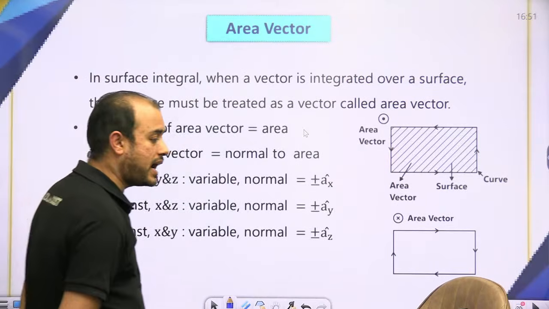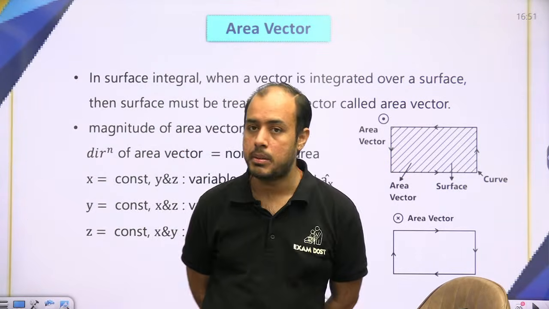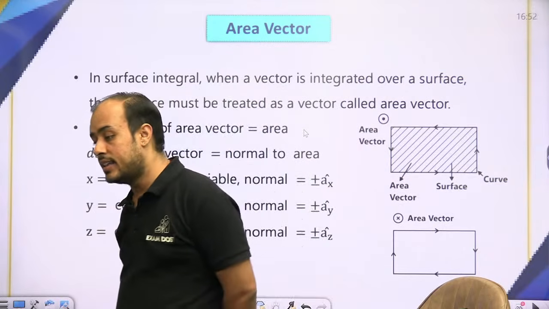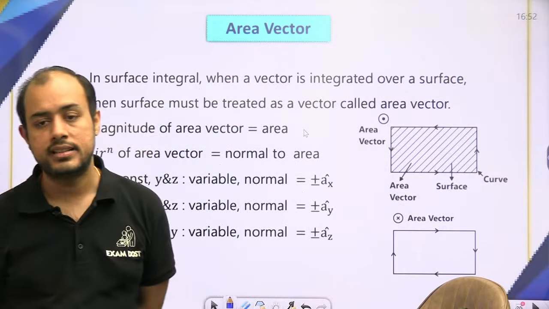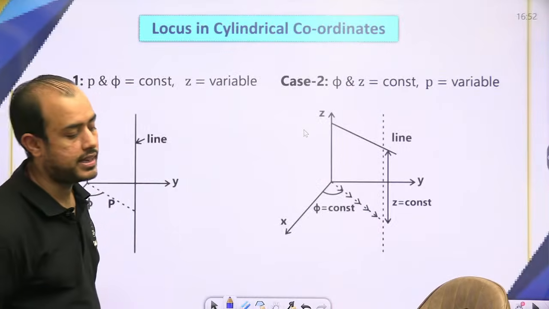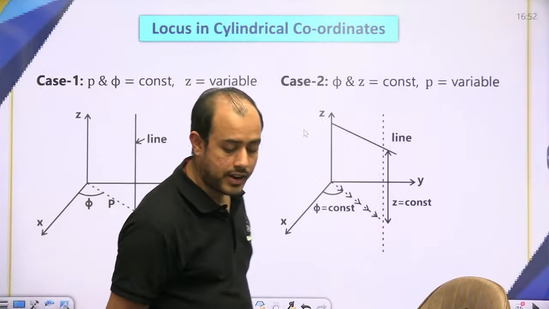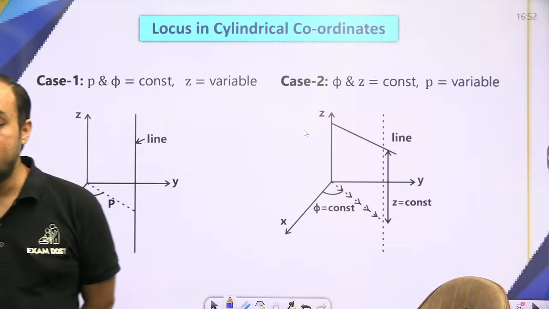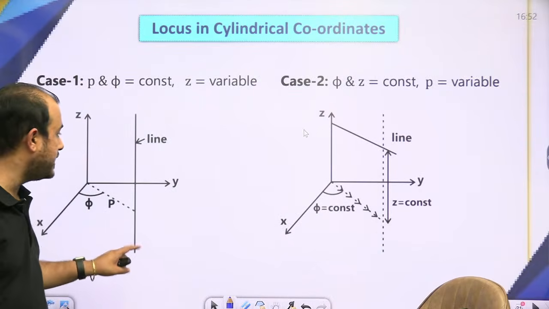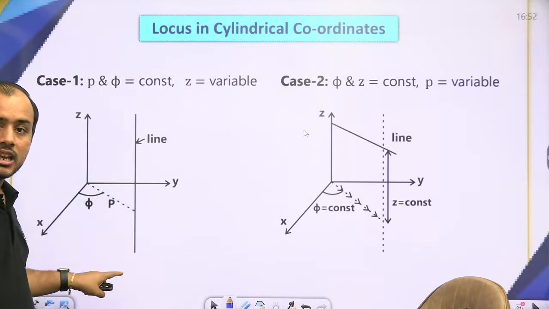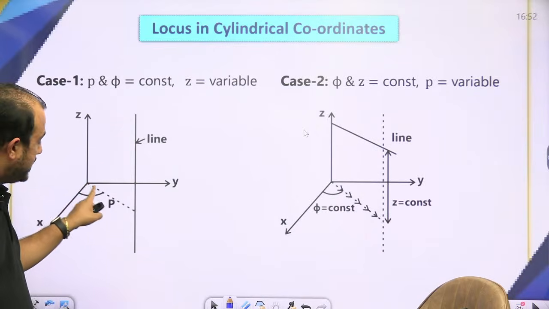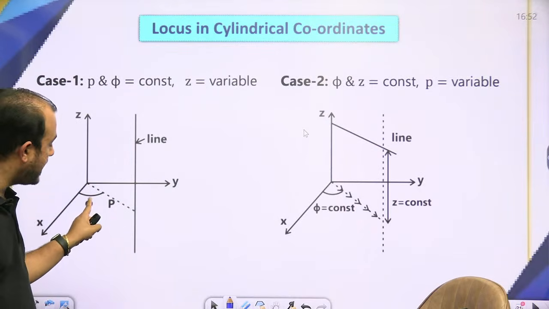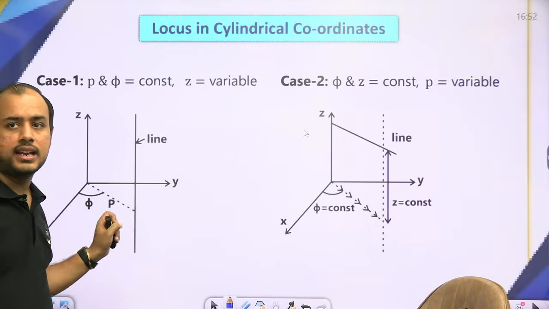If the plane is parallel to xy, the area vector will be plus minus az. And when the plane is parallel to xz, the area vector will be plus minus ay. Now, in cylindrical coordinates, if you keep rho and phi constant and z varies, you will get a line parallel to z. Distance from origin is fixed, angle is fixed, then you get a line.